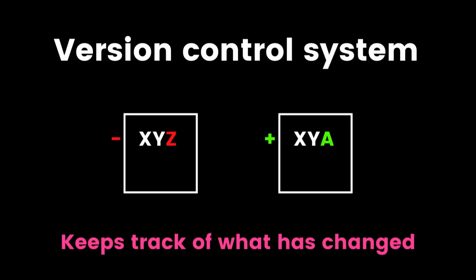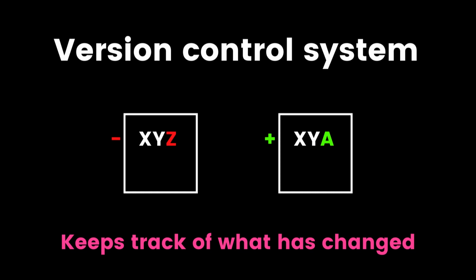Now let's take a look at these two words, distributed and version control system. What do they actually mean? A version control system keeps a track of what has changed. So if you make changes to your code base, Git will track those changes. It tells you what has been deleted and what has been added. It not only does this for the contents of a file, but it also does this for the files themselves. So if you delete and add new files, it will keep a track of them.